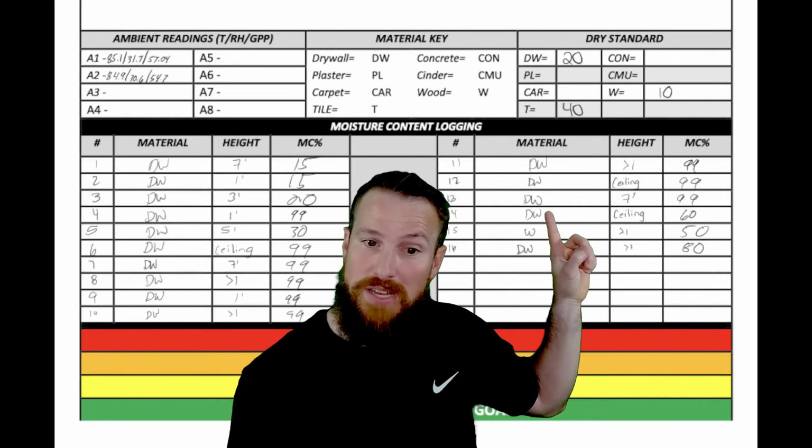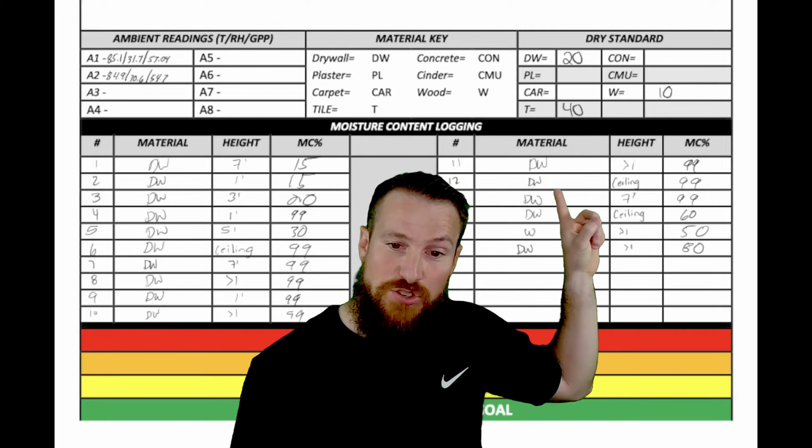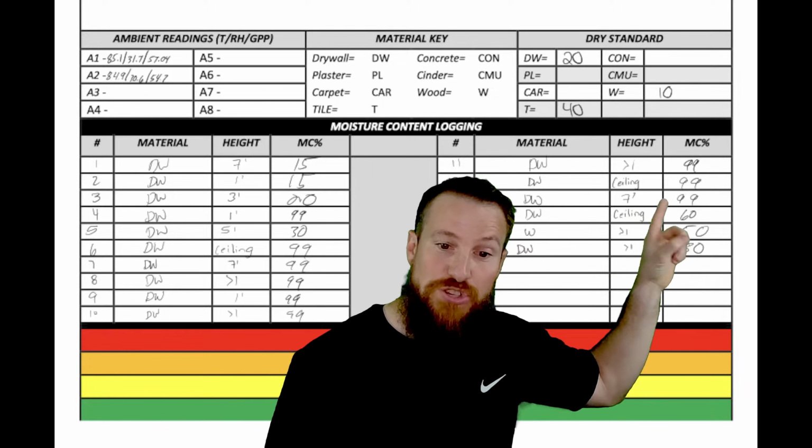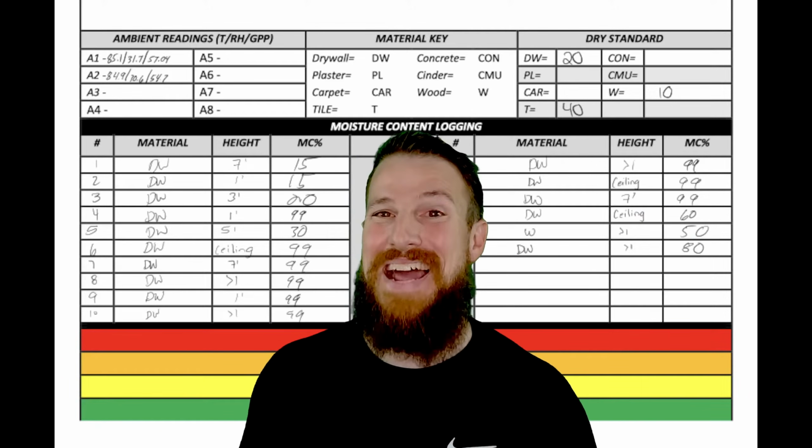relates to a material that is drywall, hence the DW. We've got a material key up here for all of our end users to reference. We know that it is drywall. We know that our height is about 7 feet, and we know that our moisture concentration is about 99.